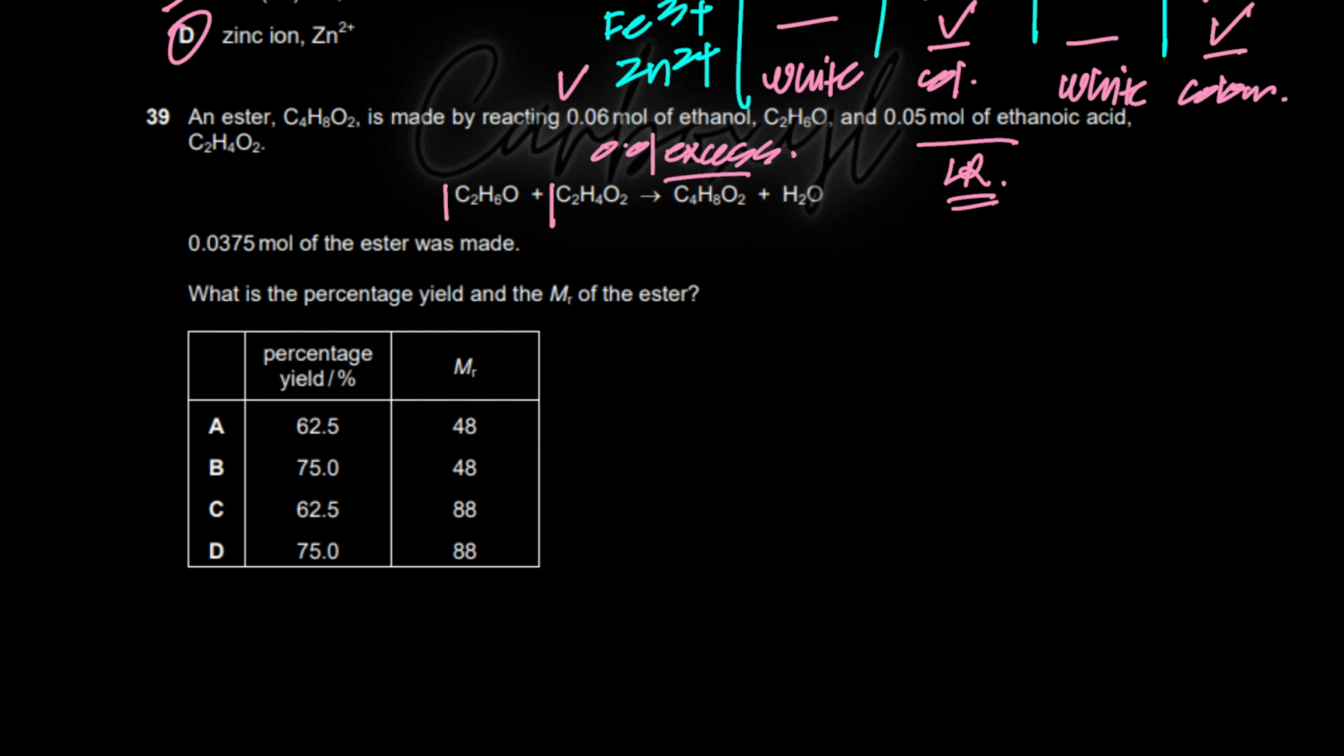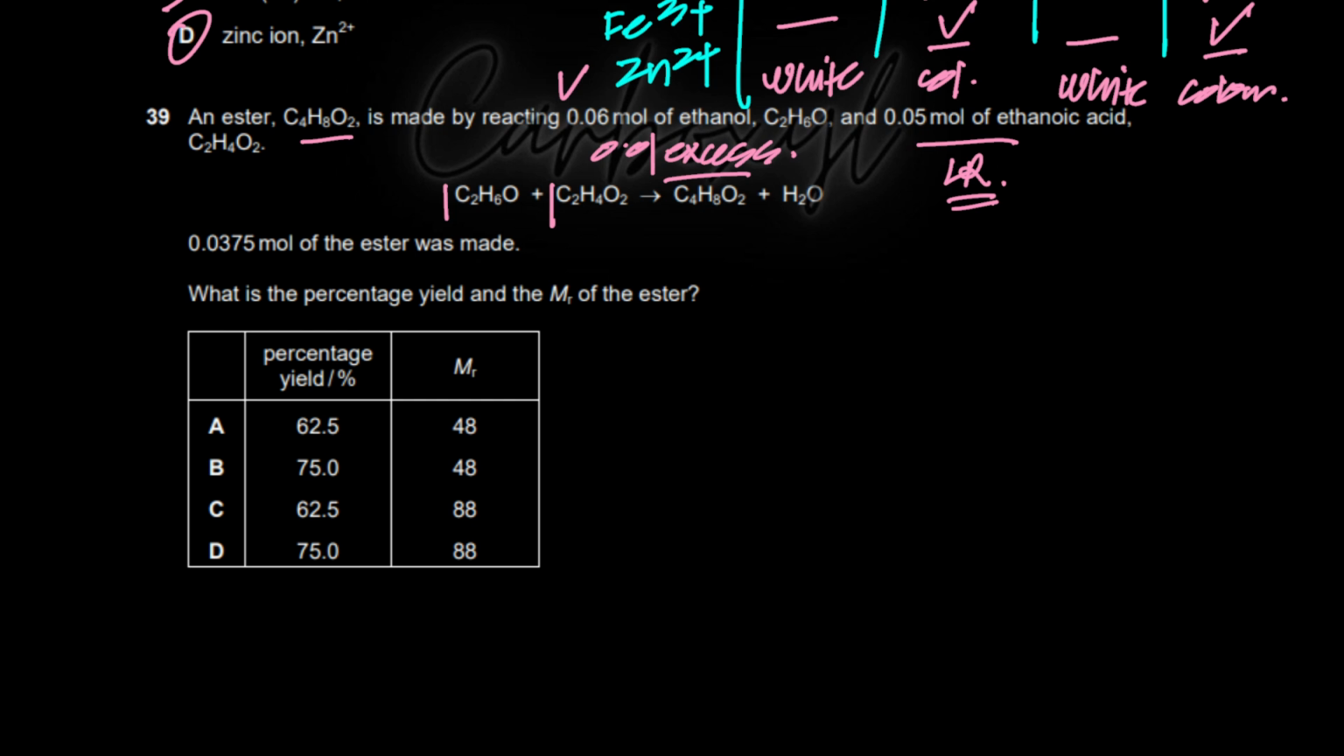Okay, first let's also check out the MR. If we are low on time, we calculate the MR of the ester, and once we have it, we have a 50% chance of getting the option correct. But let's do it step by step. So let's calculate the MR of the ester. The ester is C4H8O2.